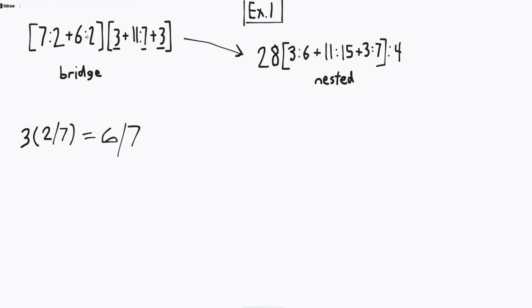This 3 represents 3 sextuplets being played. So it'll be 3 times 2 over 6. And that's going to give us a total of 1.